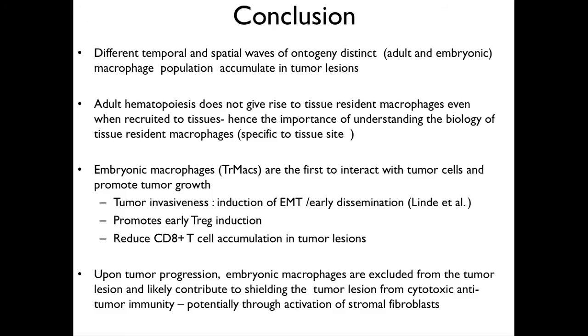So with this, I'm going to conclude by saying that there are different temporal and spatial waves of ontogenically distinct macrophages that accumulate in tumor lesions. Adult hemato. Am I very late?